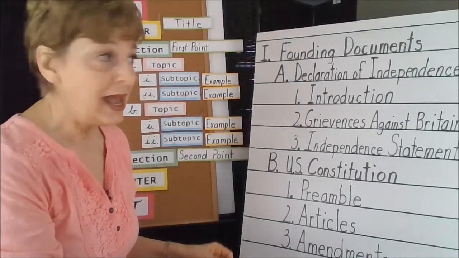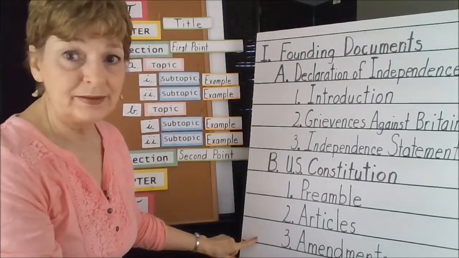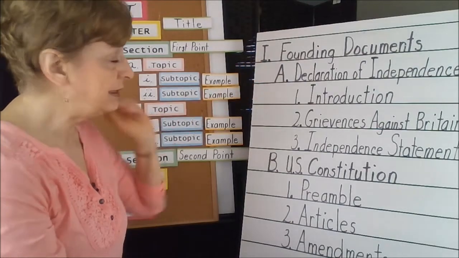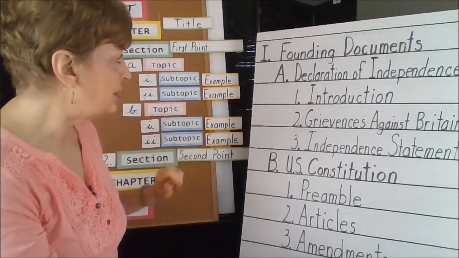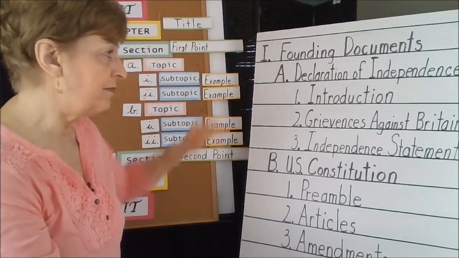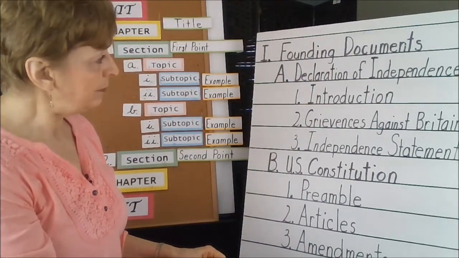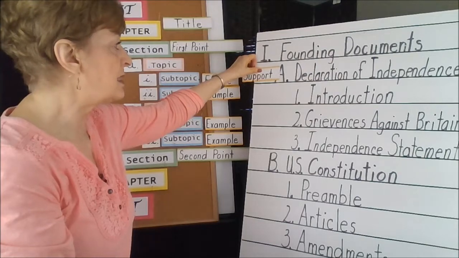Let's take a look at a partial outline. In this case, founding documents. Declaration of Independence and Constitution, though those are two of the founding documents. Maybe we could use these as supports.